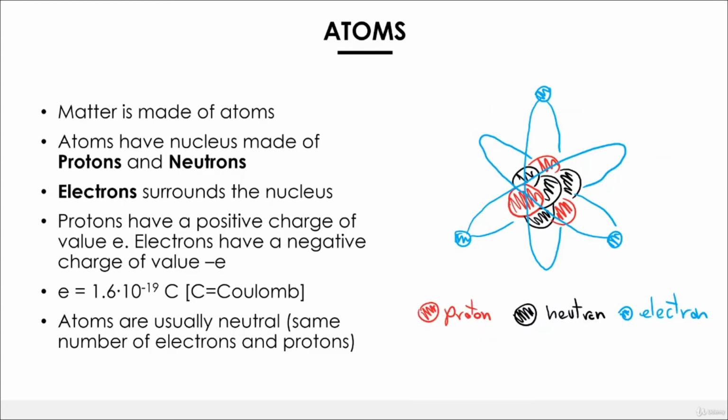Matter is made of atoms. We are made of atoms. Everything we touch is made of atoms. The reason why I'm bringing up atoms now is because I want to introduce the electron, which will be required to explain the electric current.